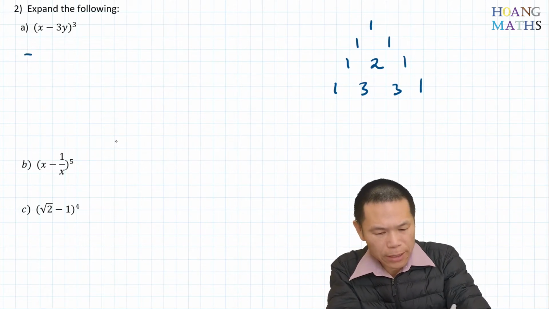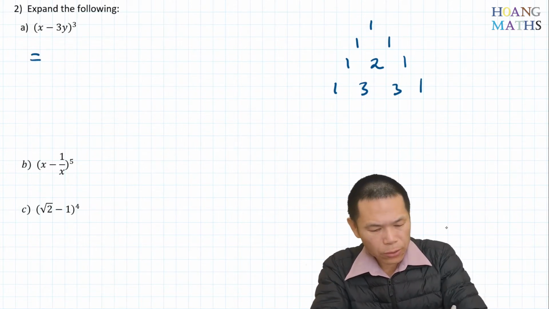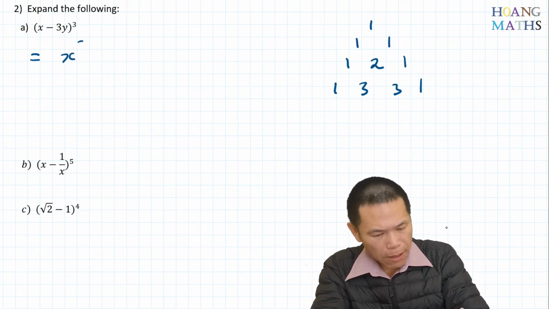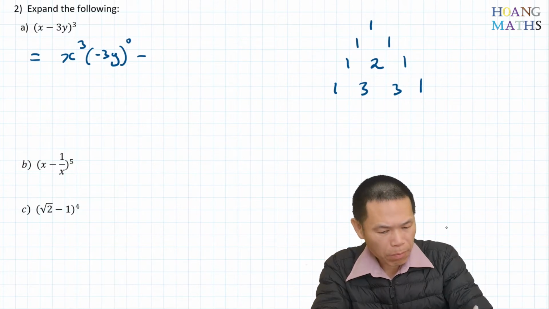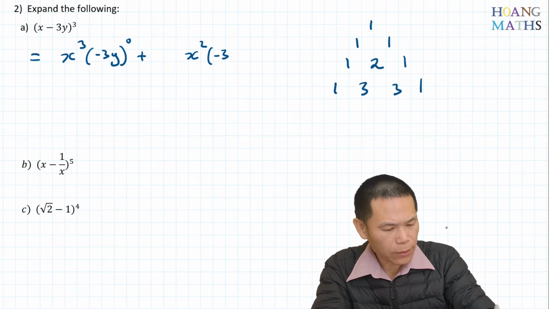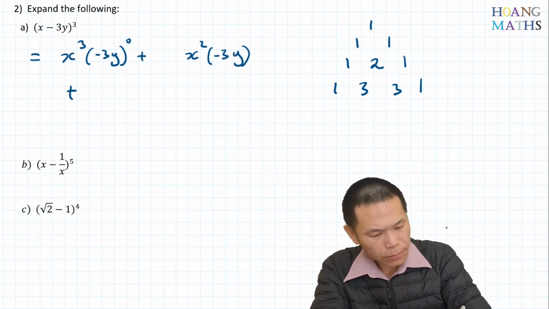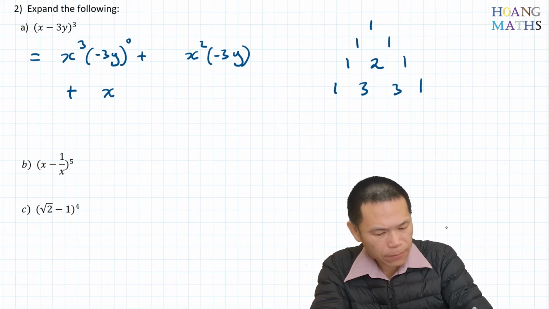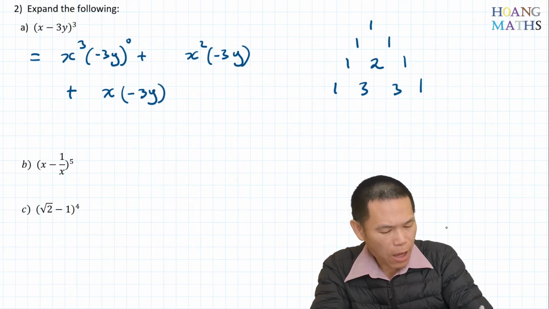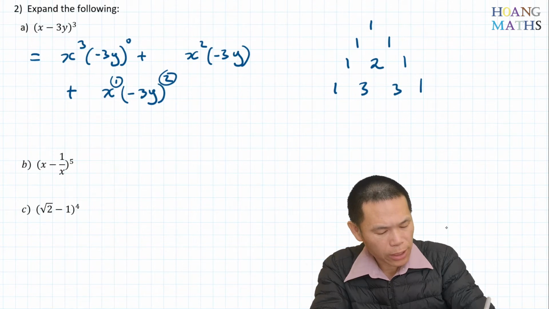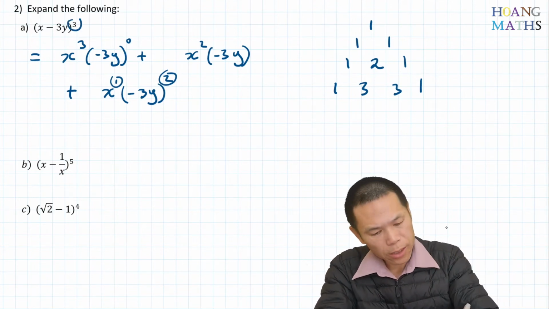So let me just expand this first. So that is equal to x to the power 3 and then negative 3y to the power 0, plus x squared, because it's reduced, and this term increases the index, the power. And then we add x to the power 1 and then negative 3y to the power 2. And don't forget, the indices must add up to give me 3.